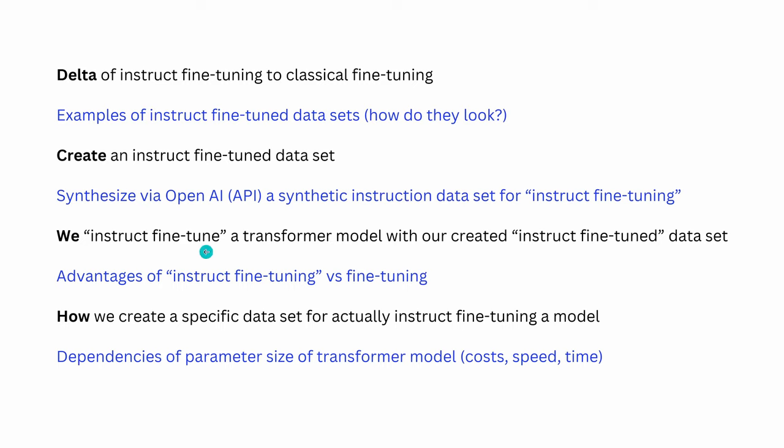We will instruct fine-tune then a transformer model with our created instruct fine-tuned dataset. We will talk about the advantages of instruct fine-tuning versus fine-tuning, how to create a specific dataset for instruct fine-tuning a specific model, and talking about details, I will end with some dependencies of parameter size of the transformer model of your LLM, about cost, about speed, and about time improvement. So this will be the overall outline for the talk.